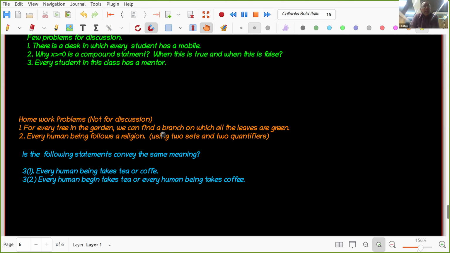In every tree in the garden, one can find a branch on which all the leaves are green. How many sets, how many quantifiers, how do you write it, how do you negate it? It may help you to understand. Every human being follows a religion. So 2 sets and 2 quantifiers, how do you write it? And the next one: do the following statements convey the same meaning? Every human being takes tea or coffee is one, and the other is: every human being takes tea or every human being takes coffee. Are the two the same? Okay, I will stop here. Thank you.